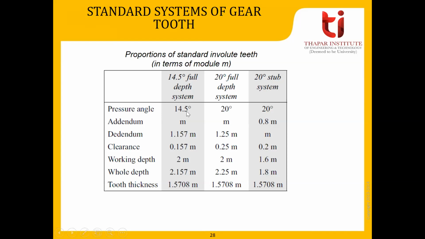If the pressure angle is 14.5 degree, the addendum is 1 m, and the dedendum you can get is 1.157 m. The clearance, working depth, whole depth, and tooth thickness can be obtained using these standard formulas.